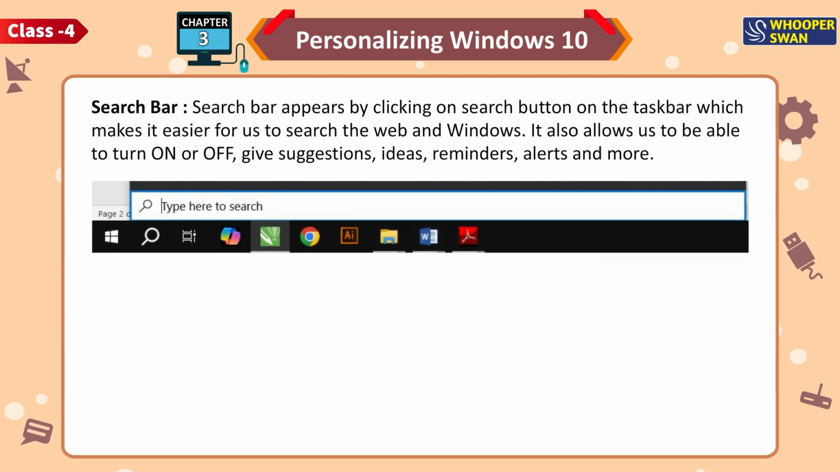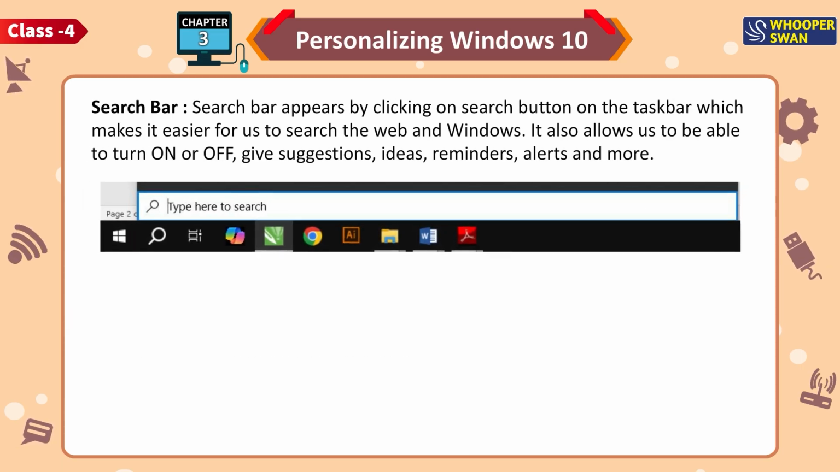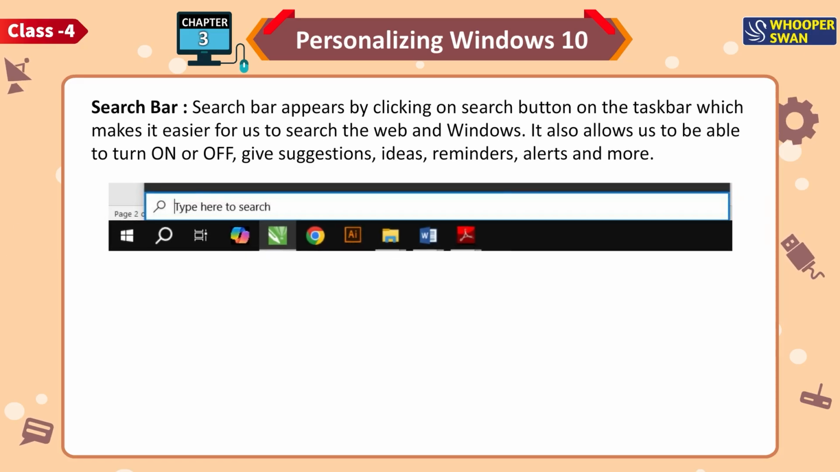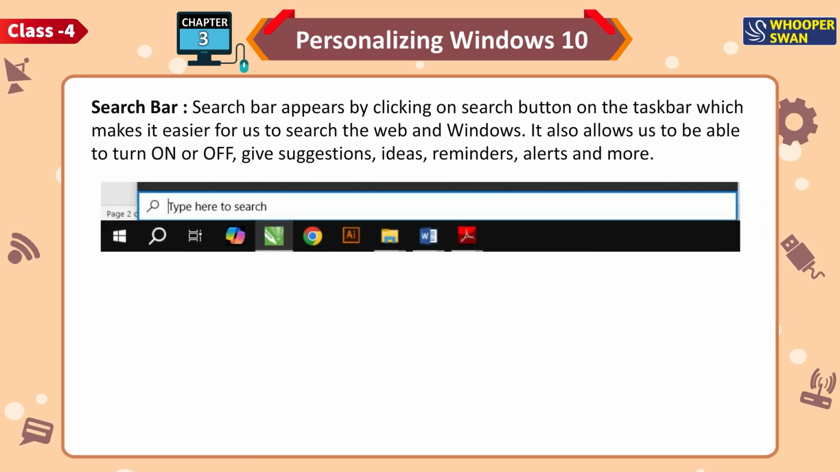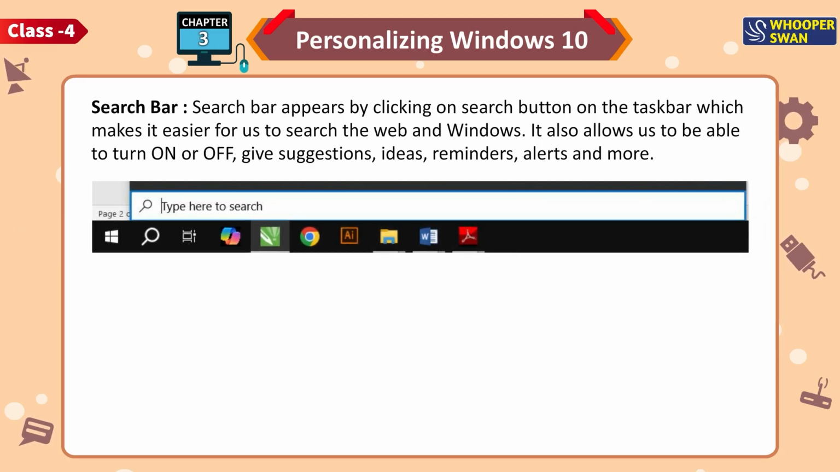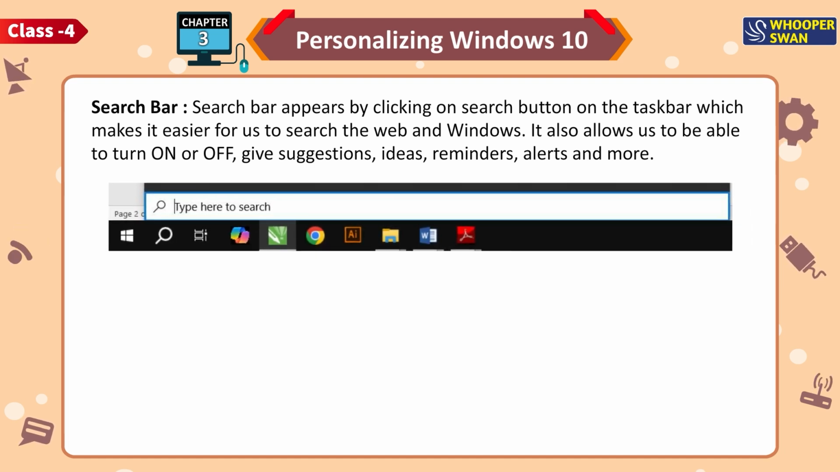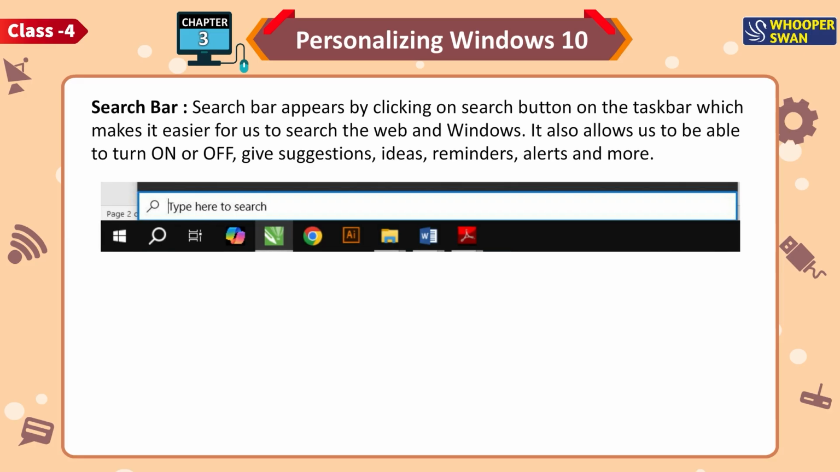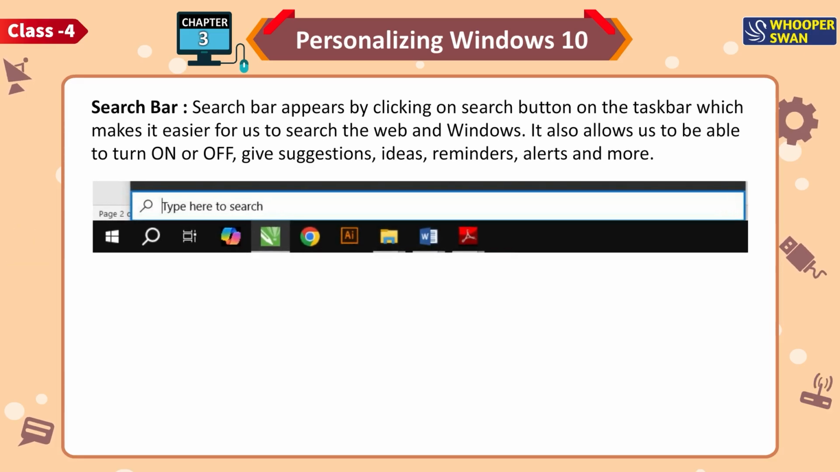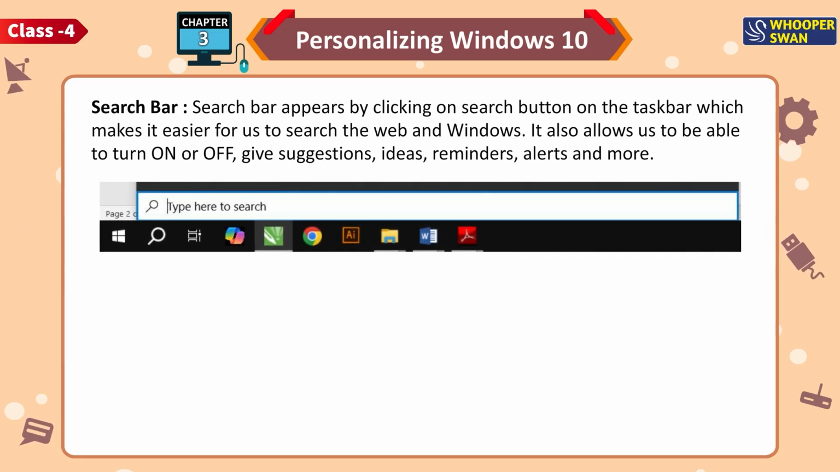Search bar. Search bar appears by clicking on Search button on the taskbar which makes it easier for us to search the web and Windows. It also allows us to turn on or off, give suggestions, ideas, reminders, alerts and more.